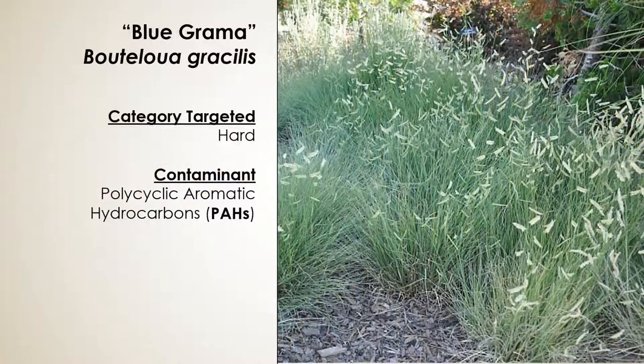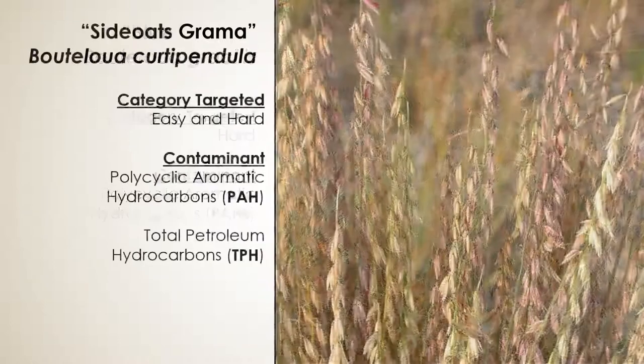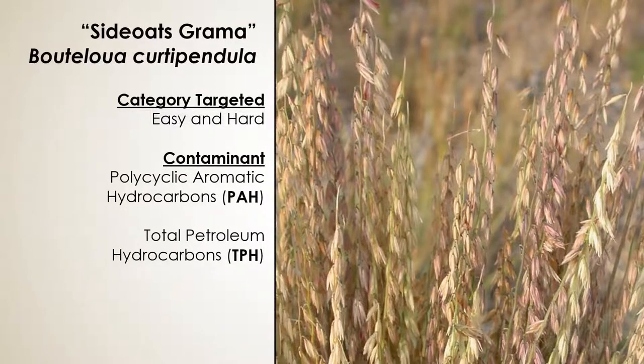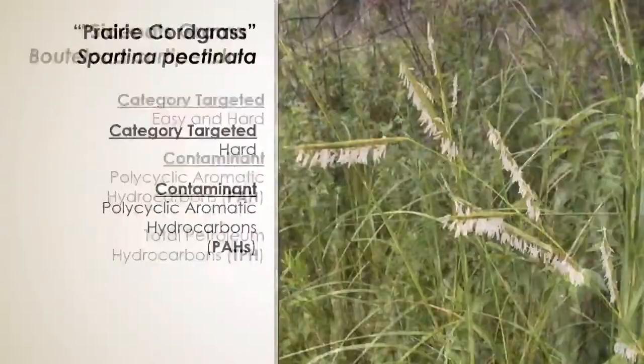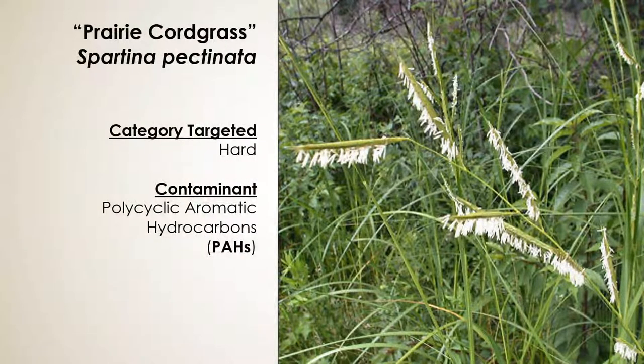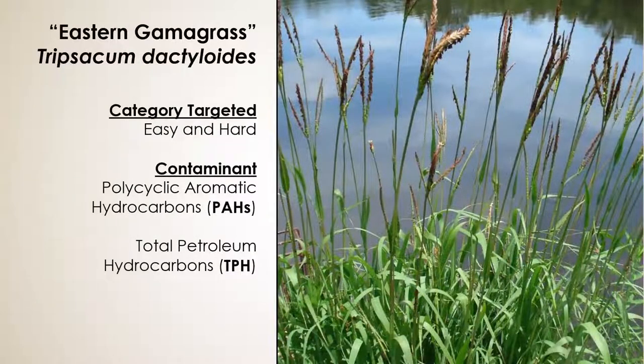Blue grama, sideoats grama, prairie cordgrass, eastern gamagrass. I have harvested plenty of Dr. Wolf's eastern gamagrass. There in the back, when I worked for Watershed Conservation Resource Center, we would go out to the farm and harvest your eastern gamagrass plot that I think you had previously done research with to use along the stream restoration projects. So, man, those things are hard to get out of the ground, I'll tell you.